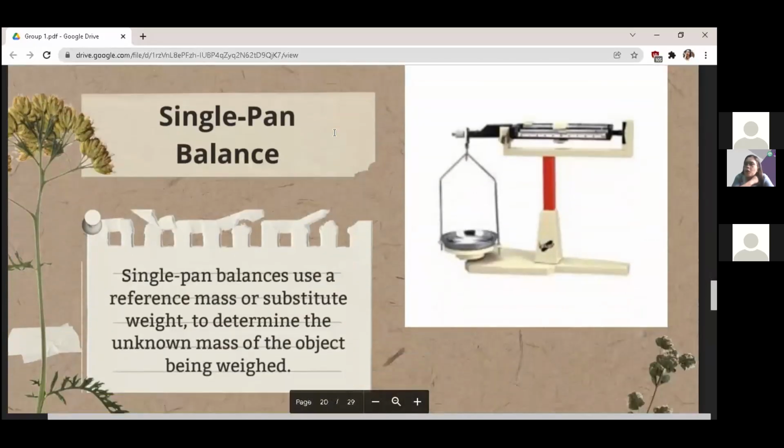And the single pan balance, this one is an old apparatus used in measuring mass of our substance. Nowadays, we don't really use this that much, but we have a lot of this in the laboratory. Most of the time, we use the top loading balance or the analytical balance in weighing. Next.